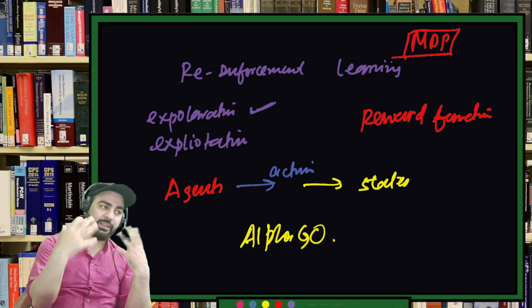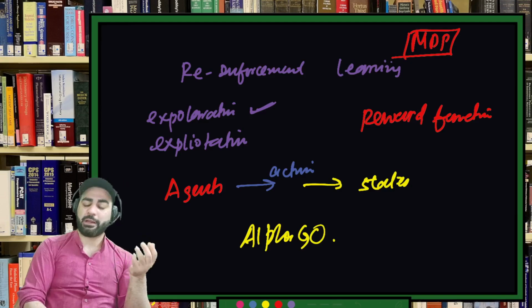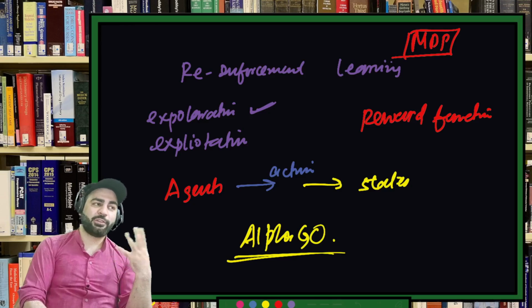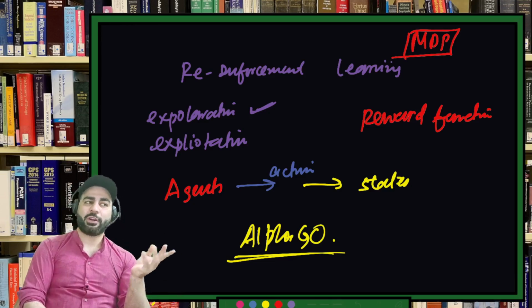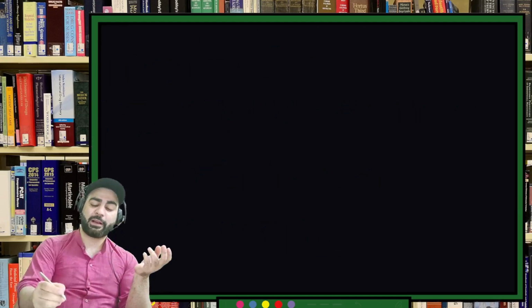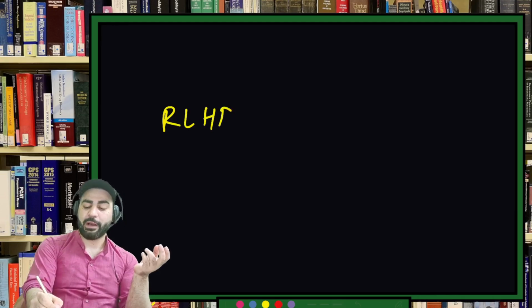So AlphaGo, I think this was made by DeepMind. Go is a game, and there's a documentary on AlphaGo. Now if you see ChatGPT, how are they trained? They're trained by what's called RLHF, reinforcement learning by human feedback.